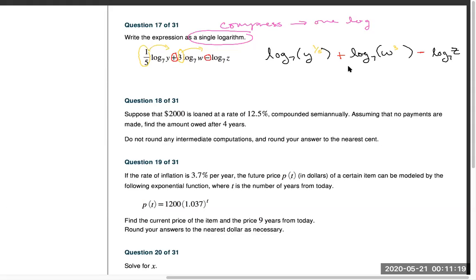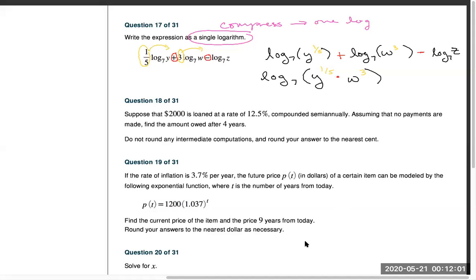So this first portion, product rule of log, log base 7. We're going to put a multiplication sign in here where that plus was. And then we're going to put our y to the 1/5, and we're multiplying that by our w to the 3rd. Okay. You don't have to put the multiply sign there. It's just to emphasize where it's coming from, where the change is being made.